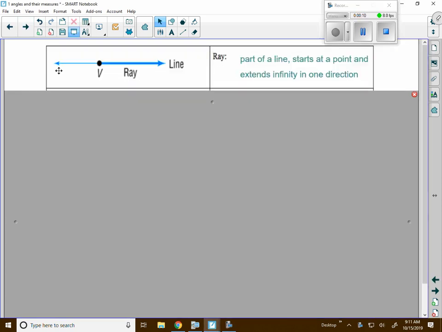The first thing is a ray. A ray is a part of a line. It has an end point, and then it extends infinitely in another direction, meaning it has an arrow. So one of the ends is an end point, and the other end is an arrow.